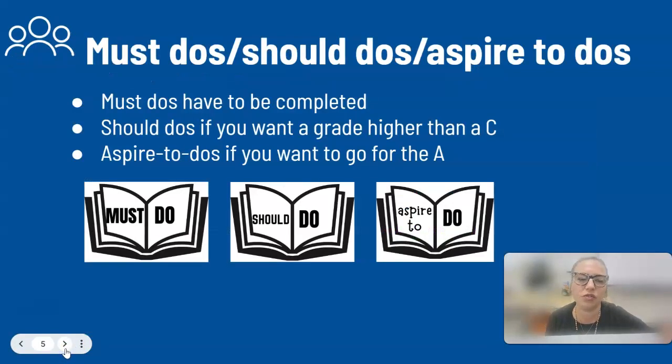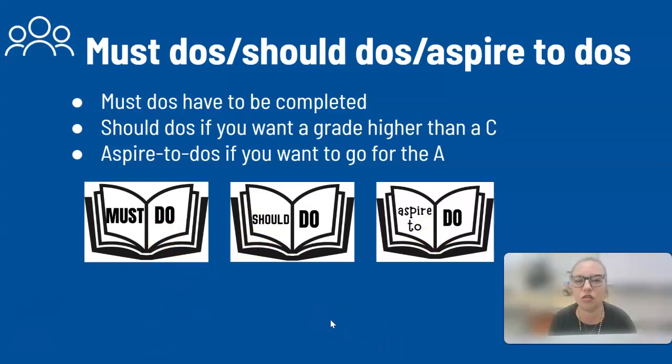What are must-dos, should-dos, and aspire-to-dos? Well, these are tiered activities in the lessons, and they are what they sound like. Must-dos absolutely have to be completed. Should-dos should be completed if you want a grade higher than a C. Aspire-to-dos, if you have time and if you really want to go for that A grade, do the aspire-to-dos. All of the steps in each lesson are marked either must do, should do, or aspire to do.